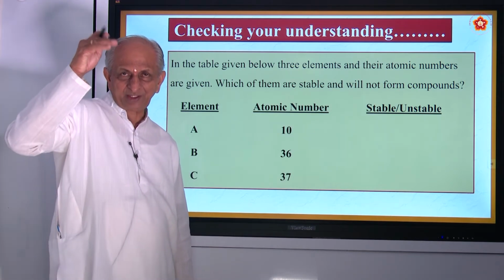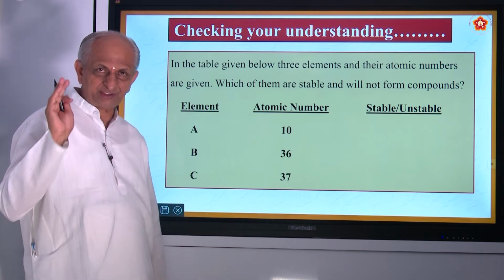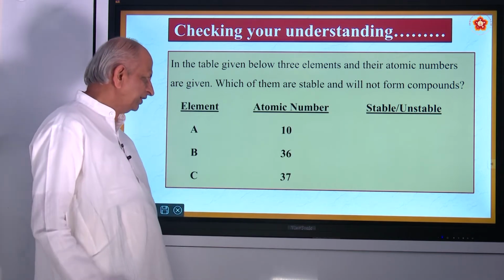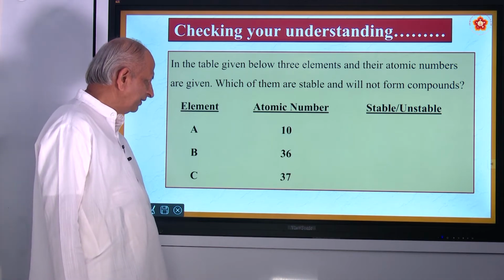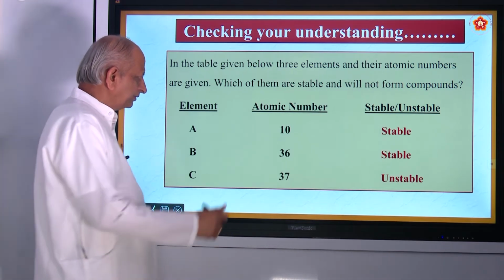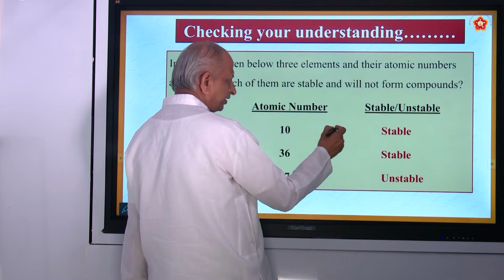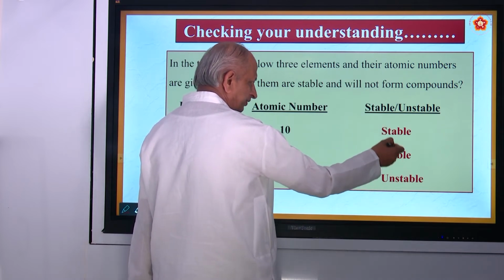If there are 8 electrons in the outermost shell, it is stable. If it does not have 8 electrons, then it is not stable. For example, in this case you have got 8 electrons, therefore it is stable, both of them are stable.